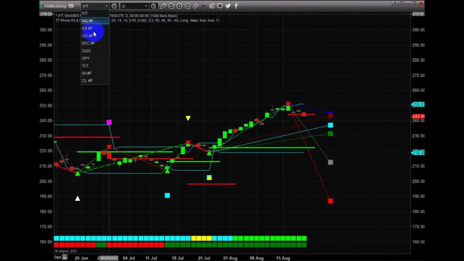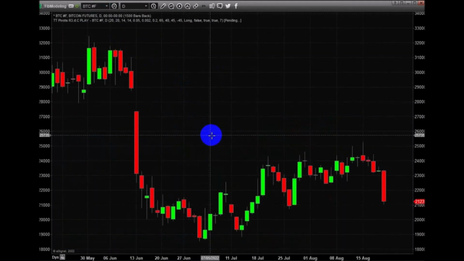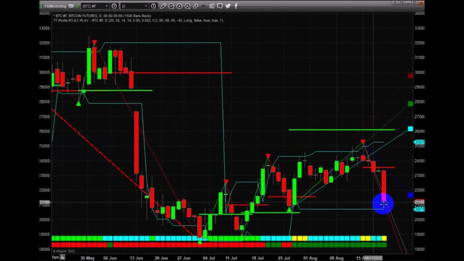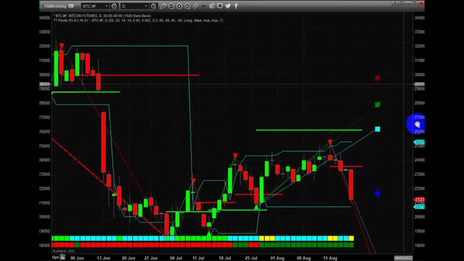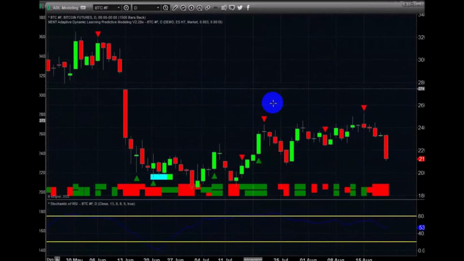Let's take a look at Bitcoin. Bitcoin is breaking strongly downward. We had a confirmed bearish trend here. We have Fibonacci projection levels around 16,000, which is where my ultimate bottom call was made many, many months ago.